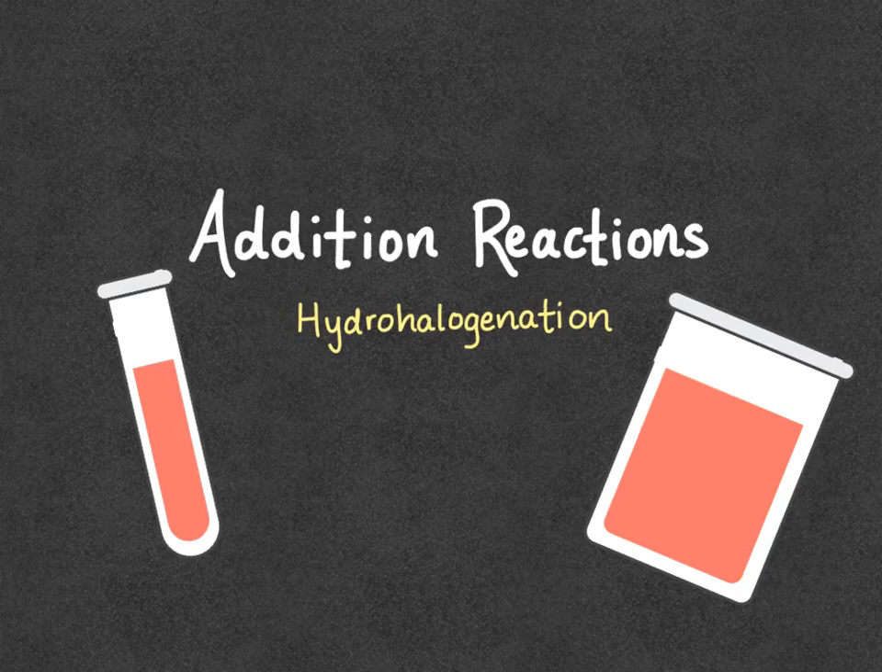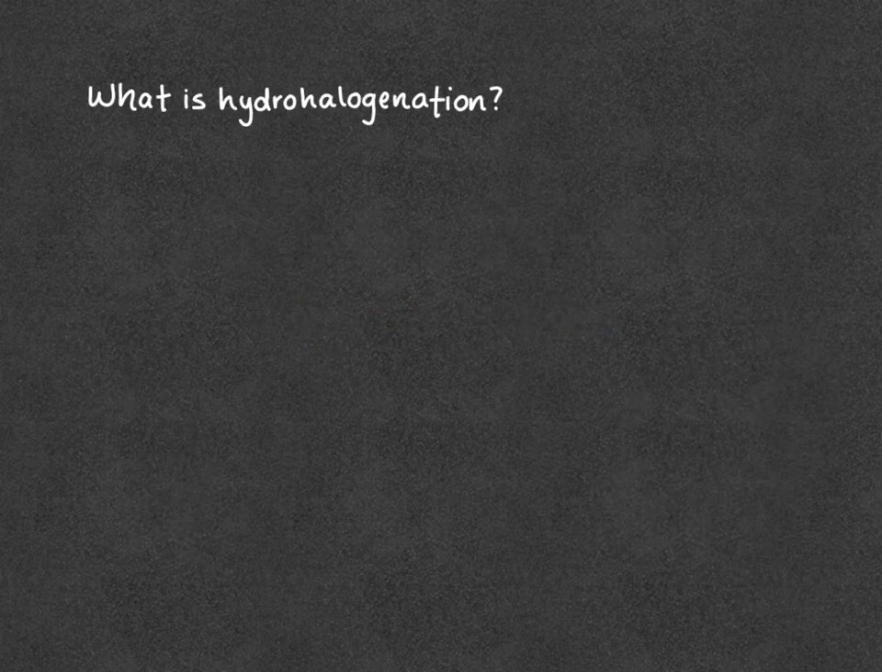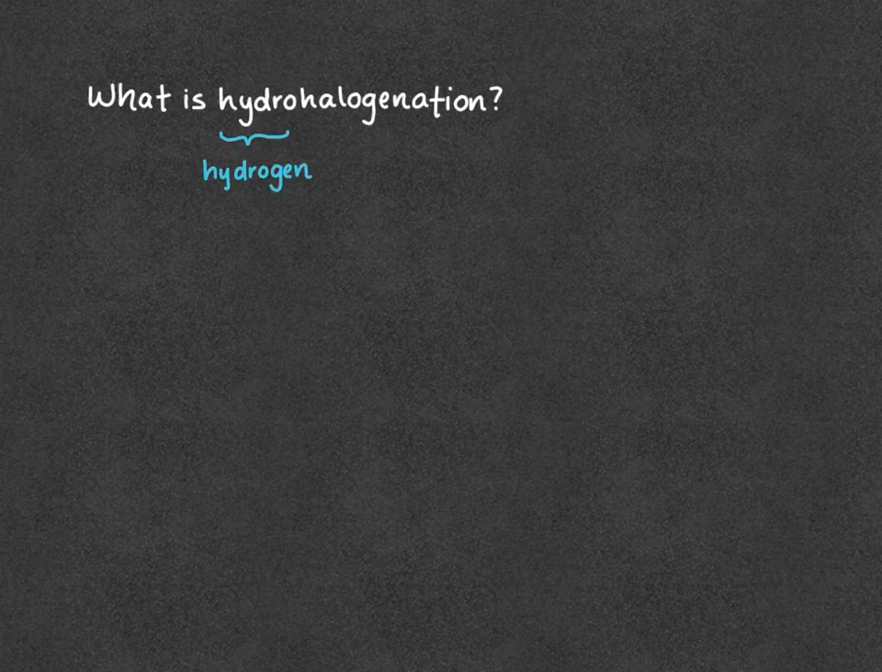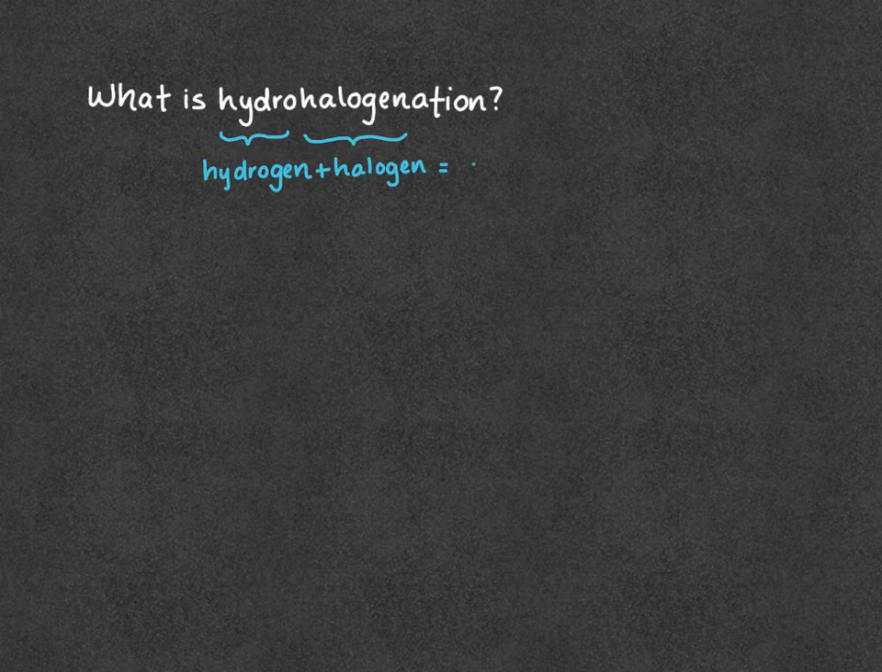In this video, we're going to look at another type of addition reaction. This time we'll be looking at hydrohalogenation. We're going to start by investigating what hydrohalogenation is, so we're going to break down this name. Hydro is from hydrogen, and halogenation, so halogen, that's exactly what it sounds like, a halogen. And so we're going to add a hydrogen and a halogen across a double bond in an alkene.